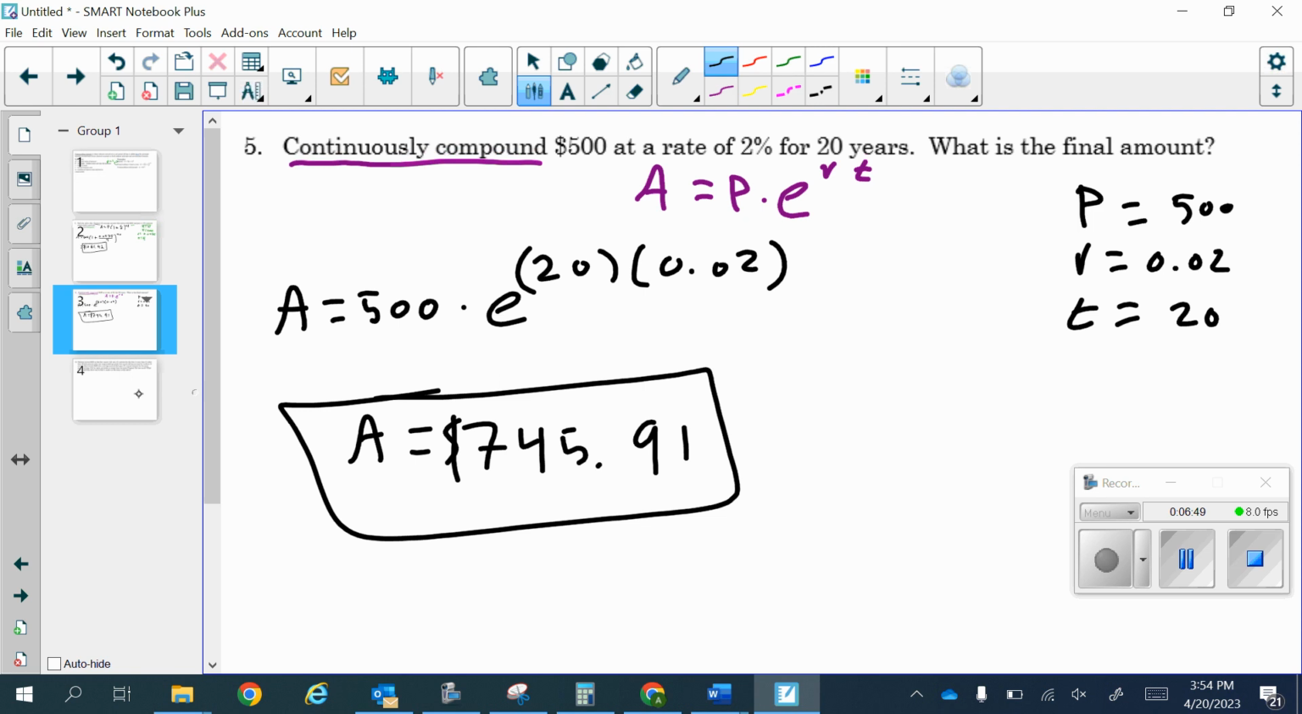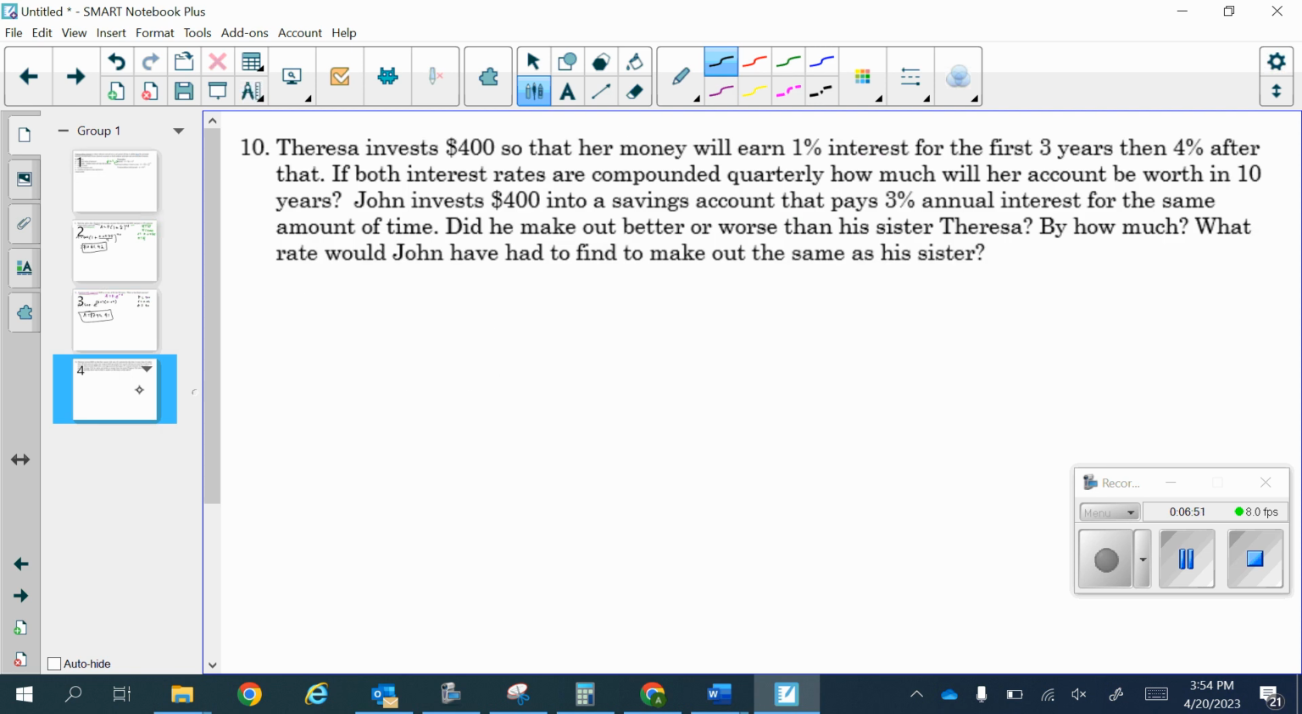All right, and now for the last problem, we're going to number 10. So number 10 is kind of a big problem. We're going to kind of take it step by step. We're told Teresa invests $400 so that her money will earn 1% interest for the first 3 years, then 4% after that. If both interest rates are compounded quarterly, how much will her account be worth in 10 years? Then I'm told John invests $400 into a savings account that pays 3% annual interest for the same amount of time. And then I'm told, did he make out better or worse than his sister Teresa?